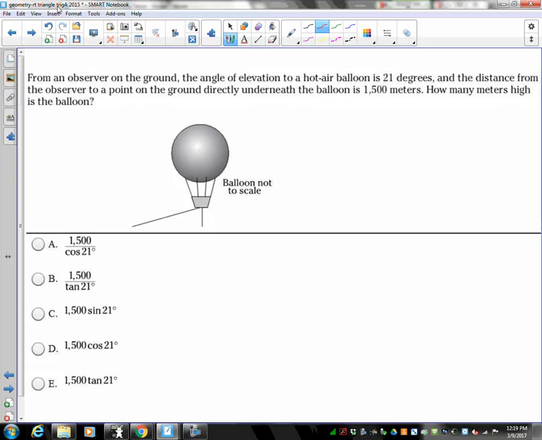Okay, so we'll draw the ground. Here's my balloon. And I'm just going to make me a right triangle with it here. All right. Now, hush, stop talking. It said the angle of elevation was 21 degrees. The distance from the observer to a point on the ground directly underneath the balloon is 1,500 meters. So where's my 1,500 meters going? Yeah, the bottom leg. Okay, this is 1,500 meters.